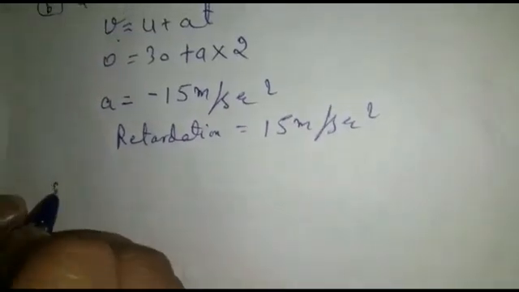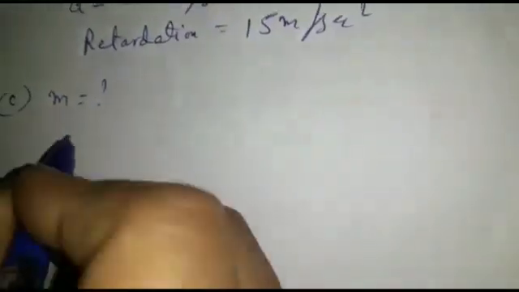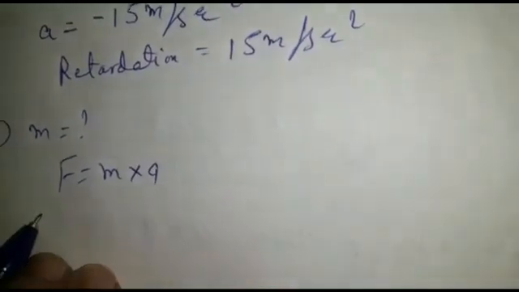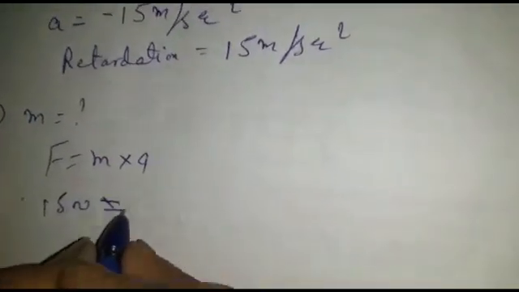Now children, the C part, the mass of the car. What you have to find? Mass. So what you know, F is equal to m into a. F, you know, what is your F? 1500 Newton. So put the value, 1500 is equal to mass into a. a, acceleration, just now you have taken out 15. So your mass will be 100 kg.